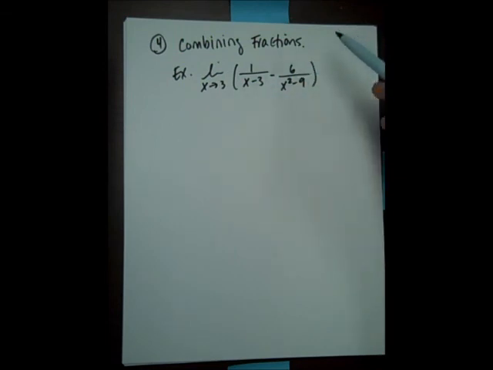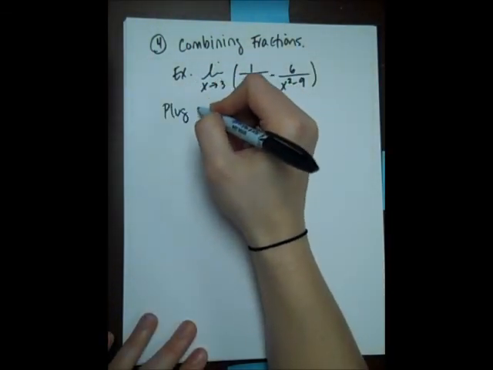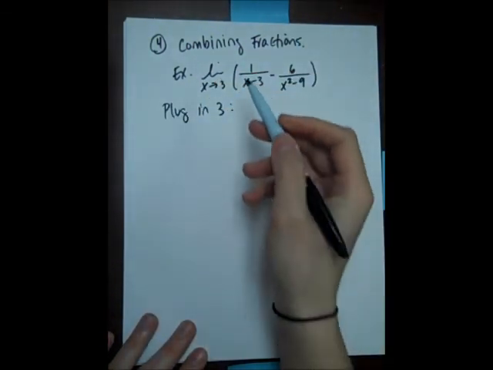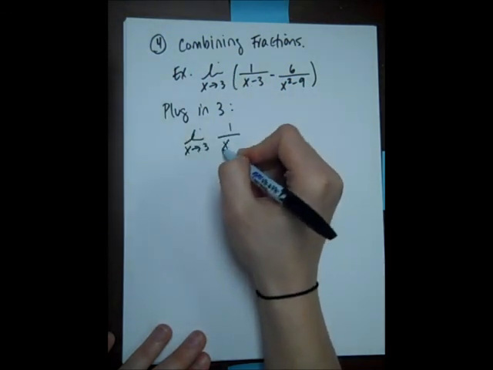So first ask yourself, can I just plug in 3? So what happens when I plug in 3? Well, what's the limit as x approaches 3 of 1 over x minus 3.